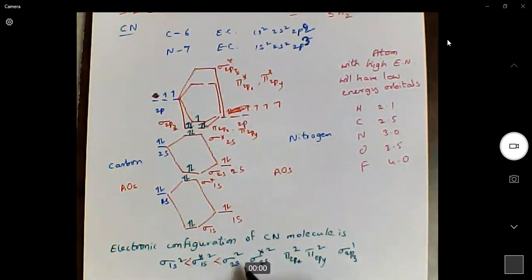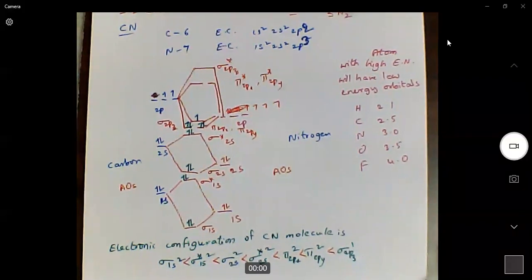Then we can also indicate the energy. While writing electronic configuration, it may not be required, but it is a good practice always to represent the energy order. So this is the electronic configuration. Now we need to find out the bond order. What is the bond order?